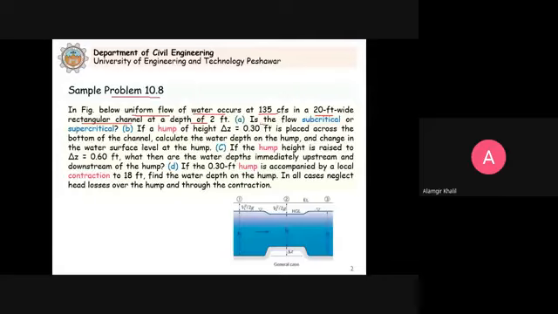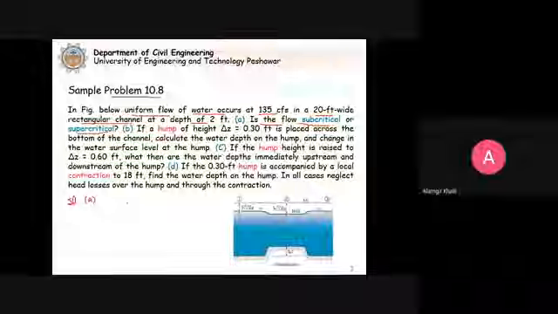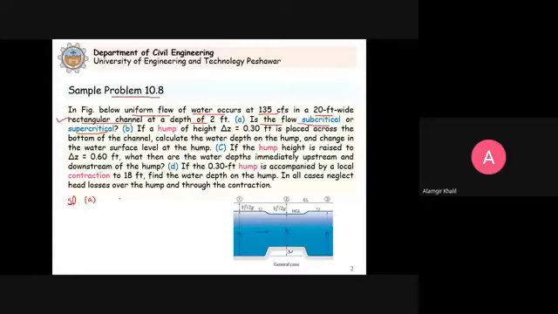The first part is: is the flow subcritical or supercritical? So let us first solve part A. Now, since this is a rectangular channel, we can calculate the small q, that is the discharge per unit width.